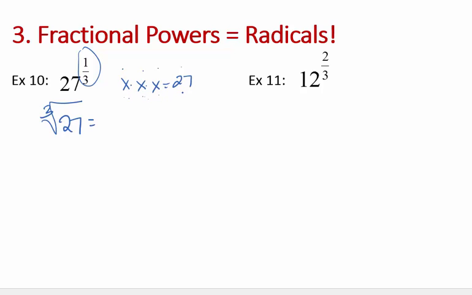4 times 2 is 8, so it's not 2. What about 3? 3 times 3 is 9. 9 times 3 is 27. So my cube root is a 3, indeed. So this one simplifies all the way to a number.